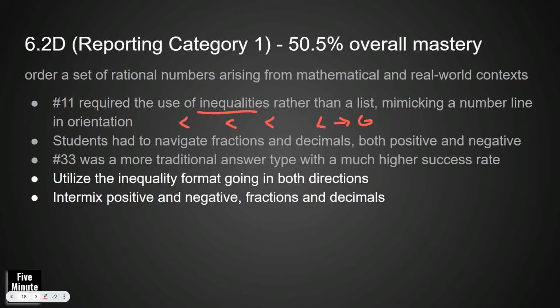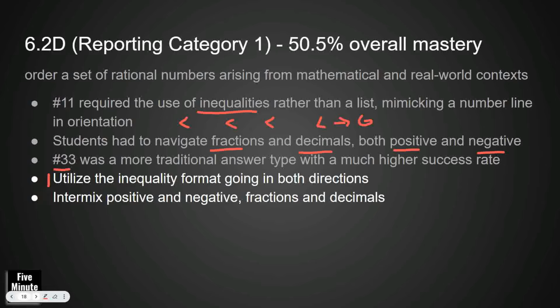And we had to navigate, as you would expect in sixth grade, fractions and decimals, positive and negative. They need to be able to know, especially with those negatives, the larger the negative, the farther away from zero. Number 33 was the one on the left that was much more traditional, multiple choice, much higher success rate.